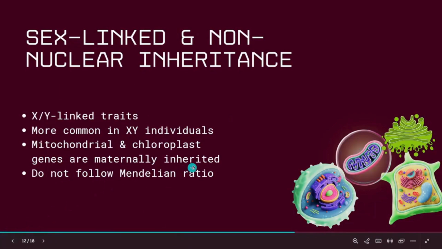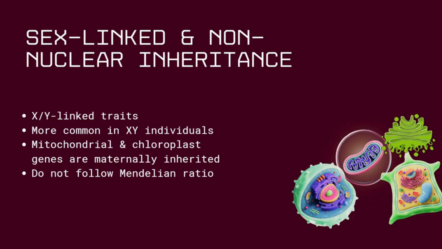So for the previous one here, we had non-nuclear inheritance. The mitochondria and chloroplast genes are maternally inherited. So you always get mitochondrial DNA from your mom, but this does not follow Mendelian ratios.